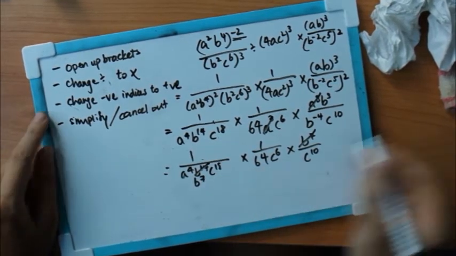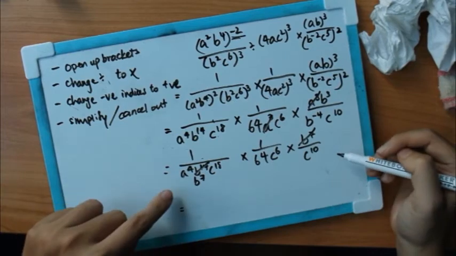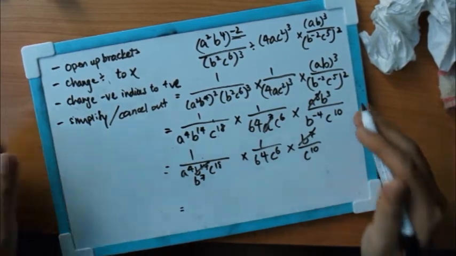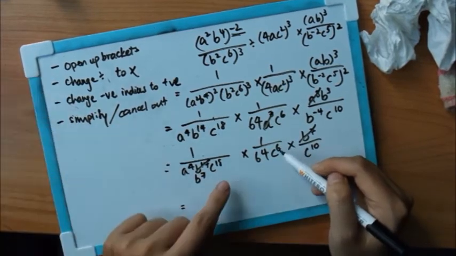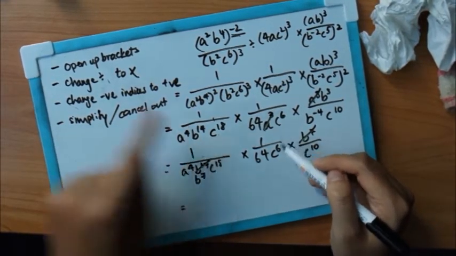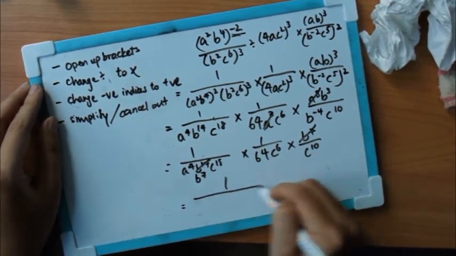So now I have to combine. Make sure when you cancel, it's one top, one bottom. I really don't like it when I see people cancel 2 on the bottom or 2 on the top. Don't force it to happen. If it's not going to happen, it's not going to happen.